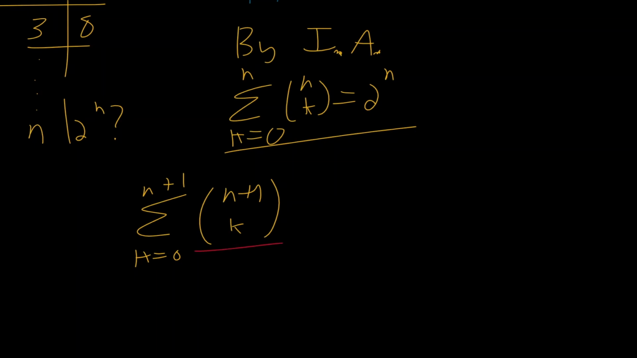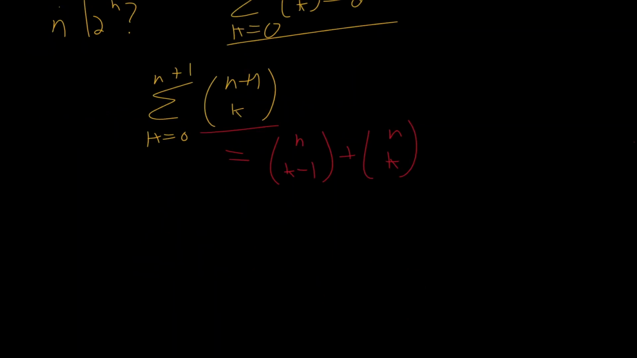And according to our recursion formula, according to Wikipedia, we know that this is equal to n choose k minus 1 plus n choose k. And we have this recursion formula right here, the proof of which I will leave as an exercise to the viewer. But using this, we can see a couple of things, right?